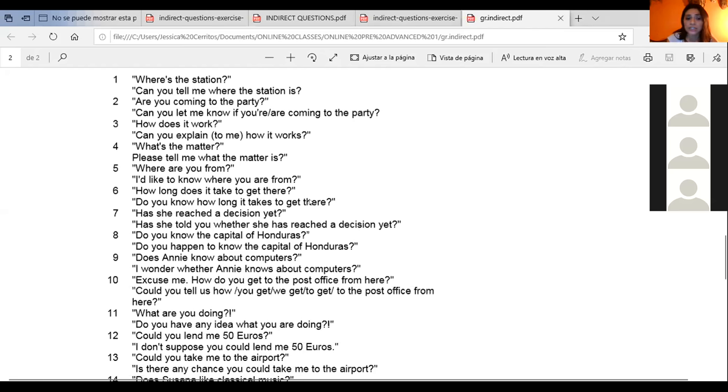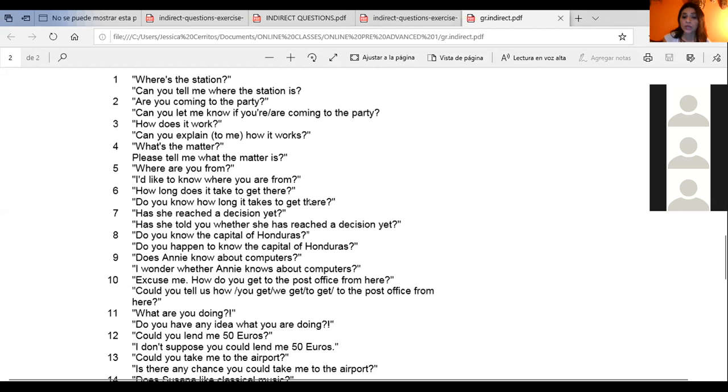Number 7, has she reached a decision yet? Has she told whether she has reached a decision yet? Number 8, do you know the capital of Honduras? Do you happen to know the capital of Honduras? Number 9, does Annie know about computers? I wonder whether Annie knows about computers.